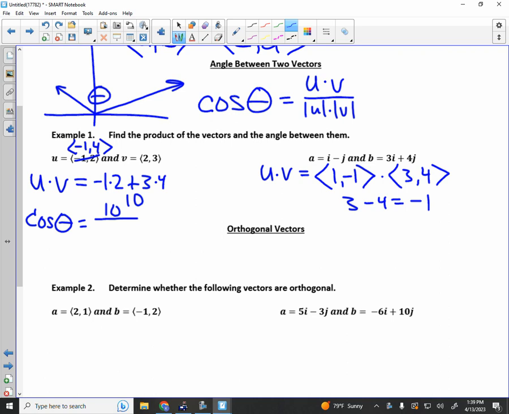On the bottom, I have the magnitude. And the magnitude, do you remember how we find the magnitude of a vector? Square root of a squared plus b squared. So -1 squared is 1, and 4 squared is 16, so we get the square root of 17, times the square root of, and then we do the magnitude of 2, 3. Square root of 13.